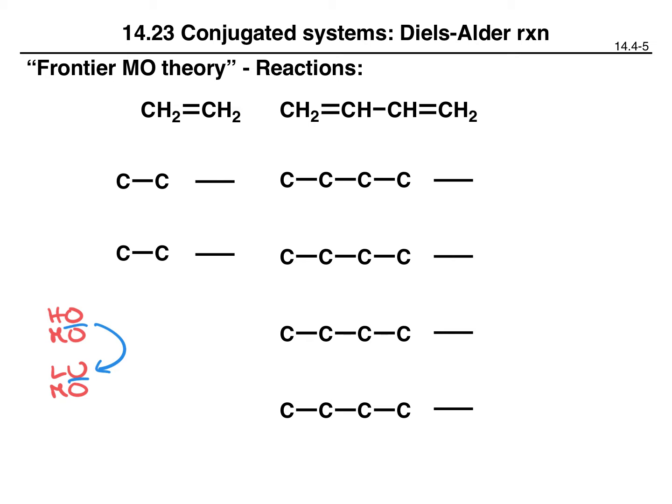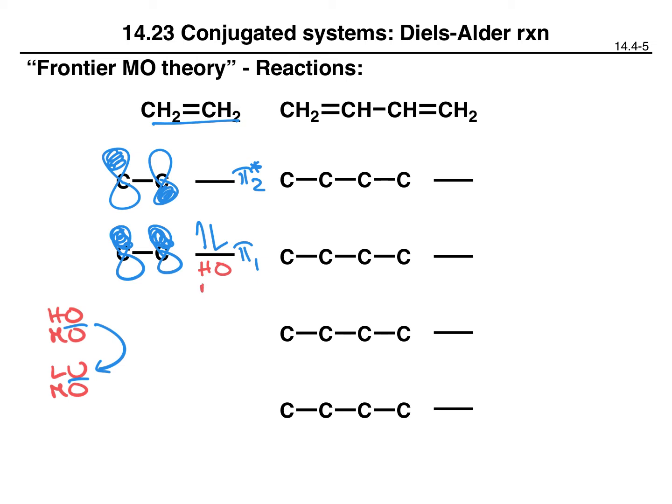When we think about ethylene, we have two p orbitals, so they can be both up, in phase, or they can be one up, one down. This one is pi 1, this is pi star 2. We have two pi electrons, so we fill those in. They are both in the pi 1 molecular orbital. Therefore, this one is the highest occupied molecular orbital, and this one is the lowest unoccupied molecular orbital.